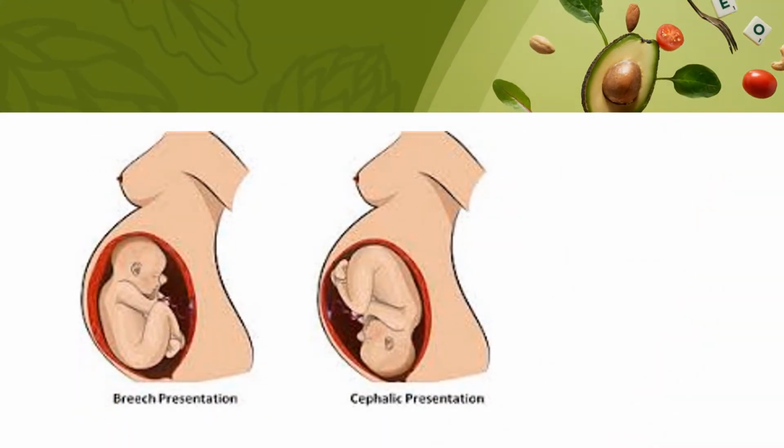Why I have pasted this image is for differentiation purposes. Breech presentation means the baby is sitting the way we normally sit. The fetus is sitting like this inside the womb. That is a breech presentation. This is an abnormal presentation. Then cephalic presentation is a normal presentation. Cephalic means the head part. Podalic means the buttocks part, the sacral region. Okay, clear?